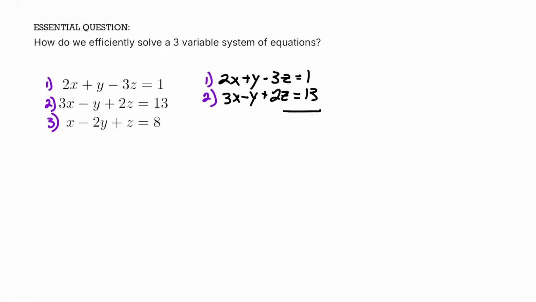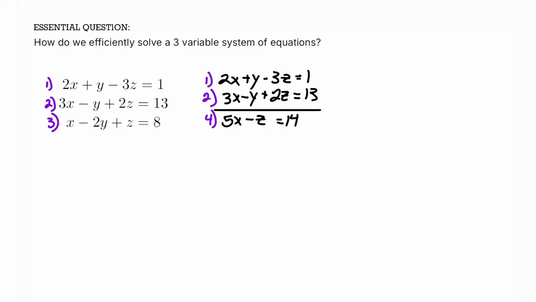So now, once you get these y variables here to have opposite coefficients, we can combine the rest. So we're going to add and combine our like terms. The y's cancel. This gives us negative z equals 14. So we end up with equation 4 as 5x minus z equals 14. So now I've created a two-variable equation, and I label that as equation 4.